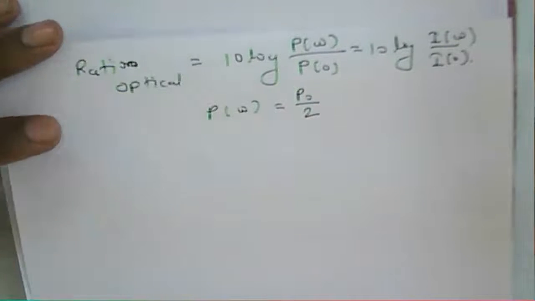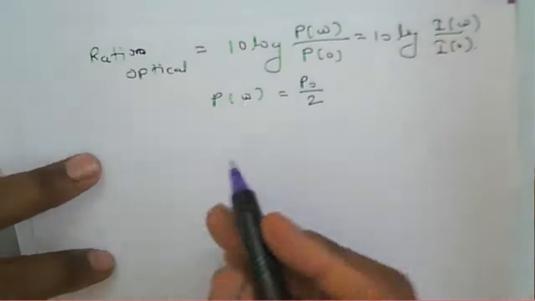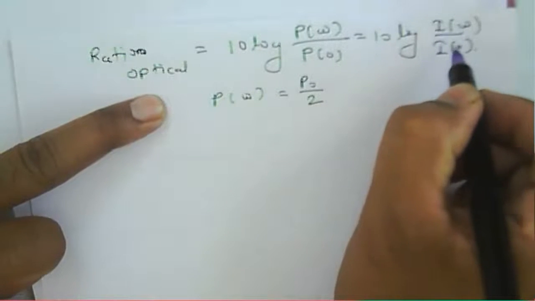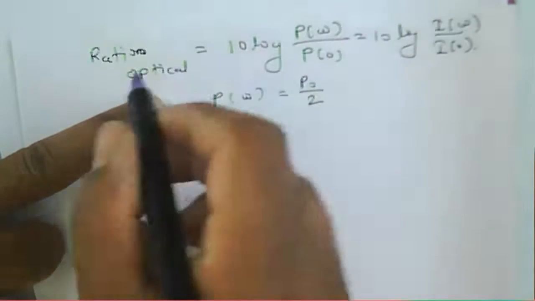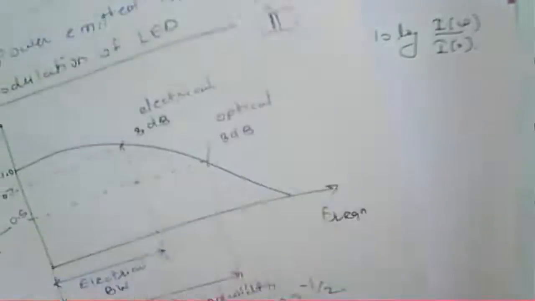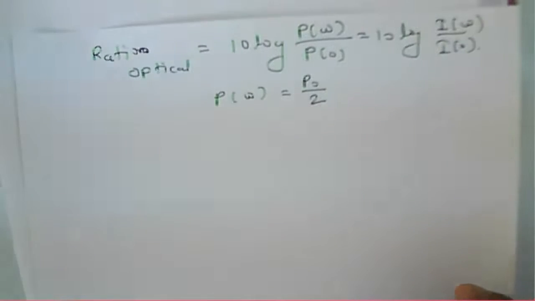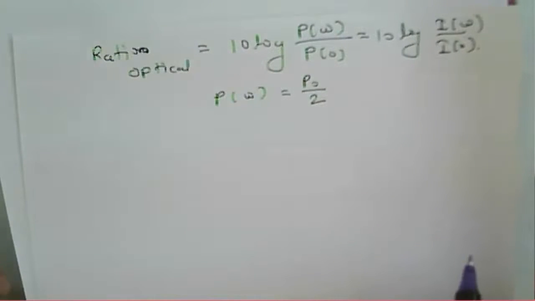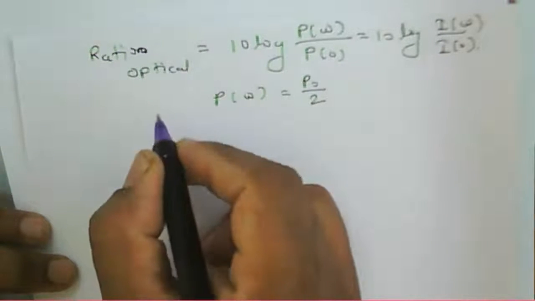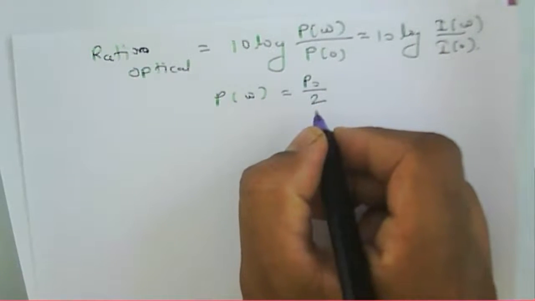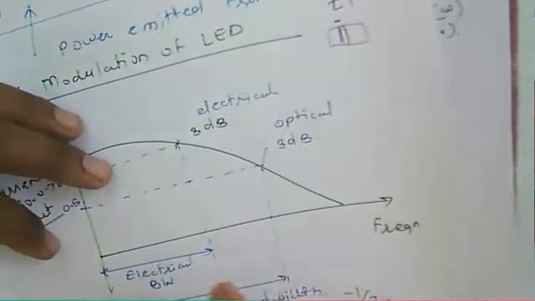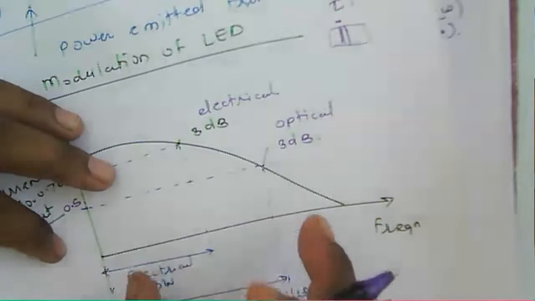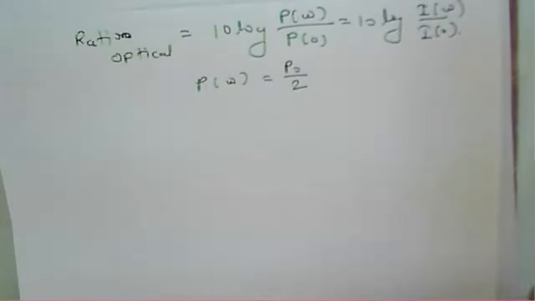So we will get the optical power ratio, I of W by I of 0, at this particular 3 dB bandwidth. This is the ratio, so we get the optical bandwidth. It means the 3 dB point occurs at that particular frequency where the ratio of this particular current is 1 by 2. And that will give us the modulation bandwidth, and that modulation bandwidth is nothing but the optical bandwidth of your light emitting diode.